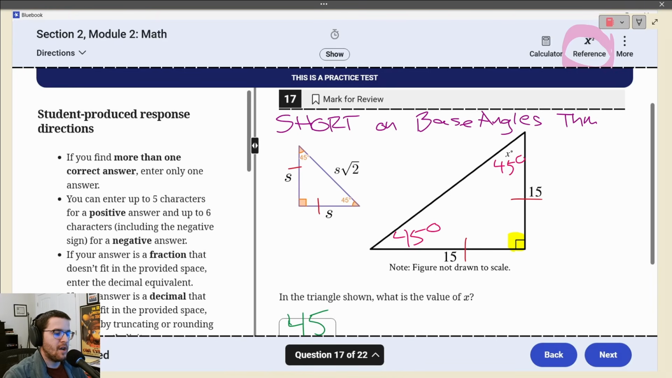Again, guys, you're going to have to learn to do this for ones where the biggest angle is not 90, so where it's not a right triangle. So definitely go check out my short on base angles theorem. It goes over how to do this for ones with different numbers.